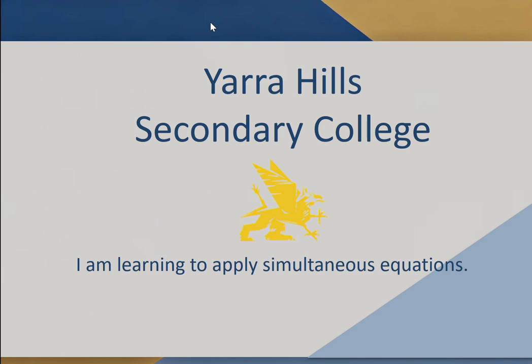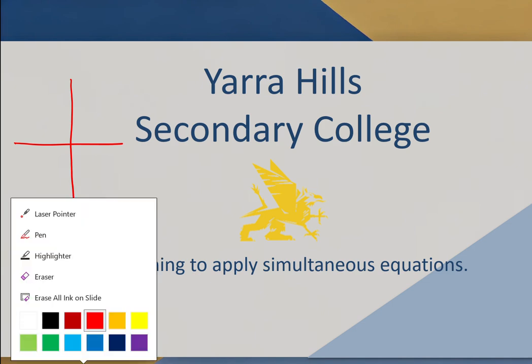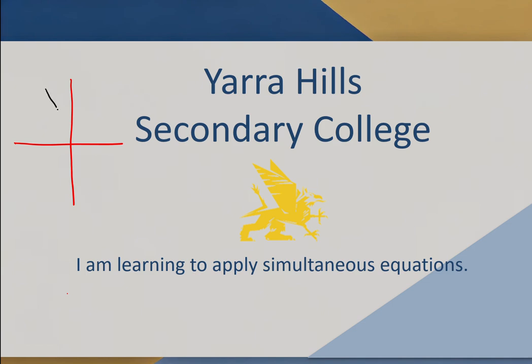So we are going to be learning to apply simultaneous equations. If you can't remember, a simultaneous equation is where we have two lines. So I'll draw a Cartesian plane on here before we continue. And I've got one line. If it's not parallel, at some point it's going to cross and share a point. That point is what we will be finding when looking at simultaneous equations.